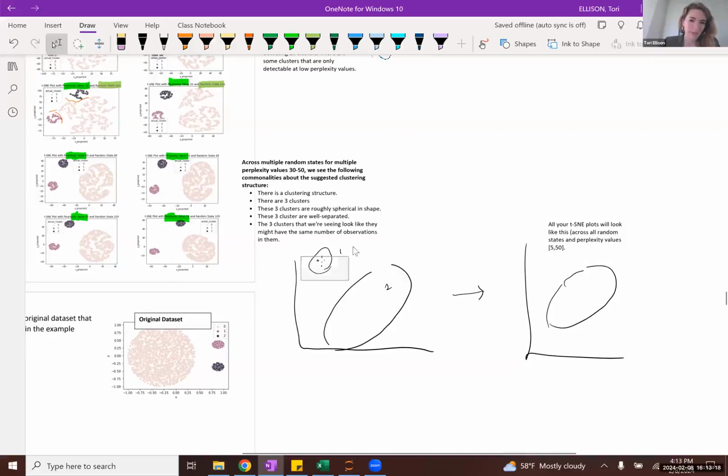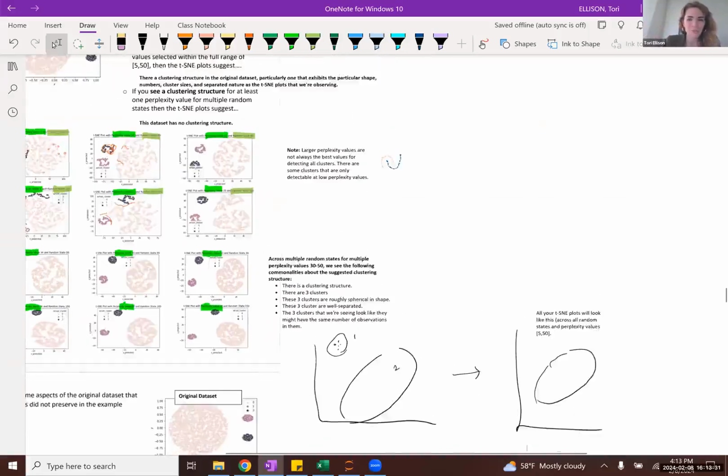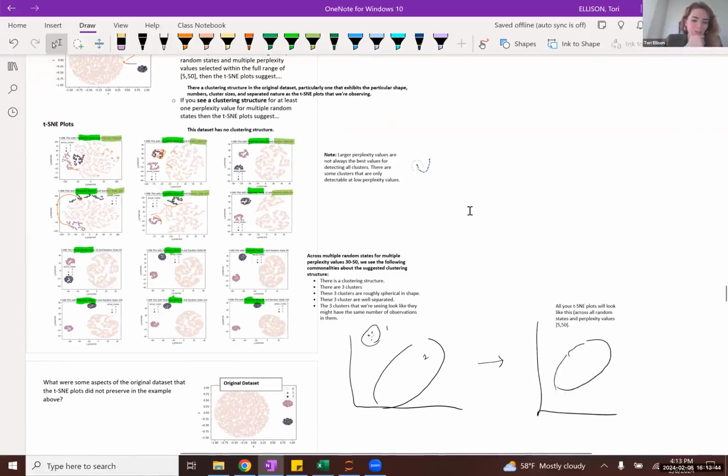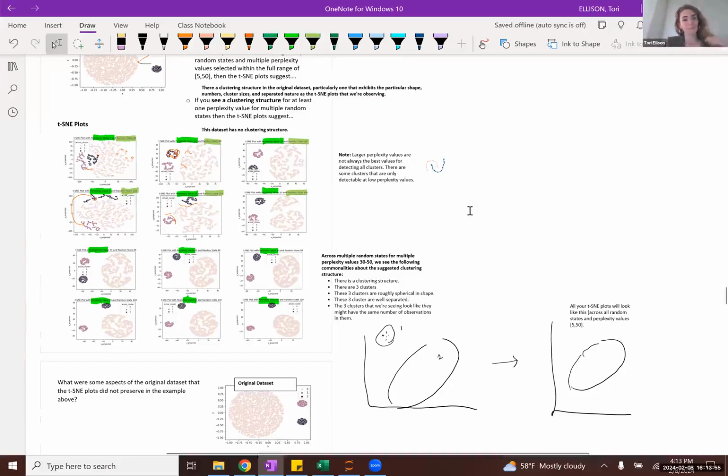So if we have, for instance, a very small cluster of like 5 observations, provided that you're using a perplexity value within this range, this is what all of your plots are going to look like. And therefore, based on this suggestion that I stated up here, you might be misled into thinking that there isn't a clustering structure when there actually is. So do keep in mind that the TSNE plot is never the answer key. There are some elements of the clustering structure that it is and is not able to detect. So take all of this with a grain of salt.